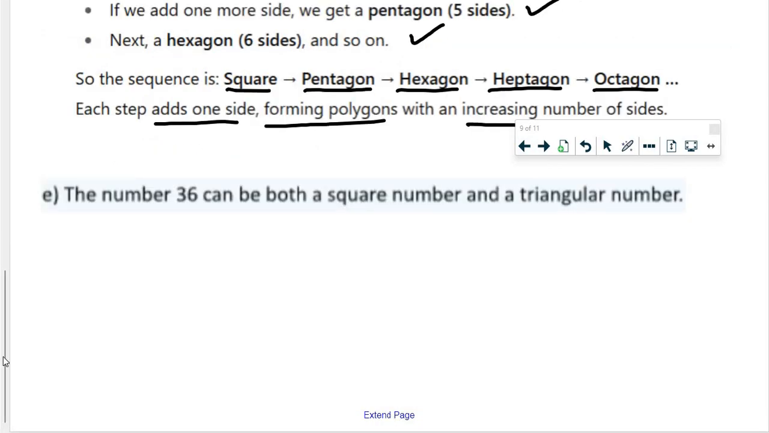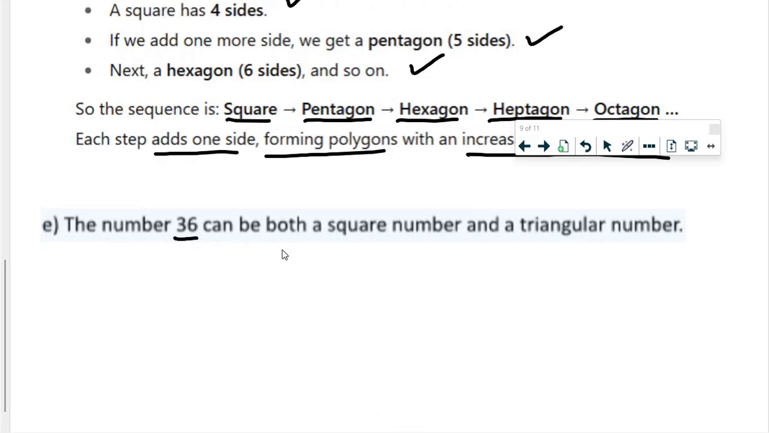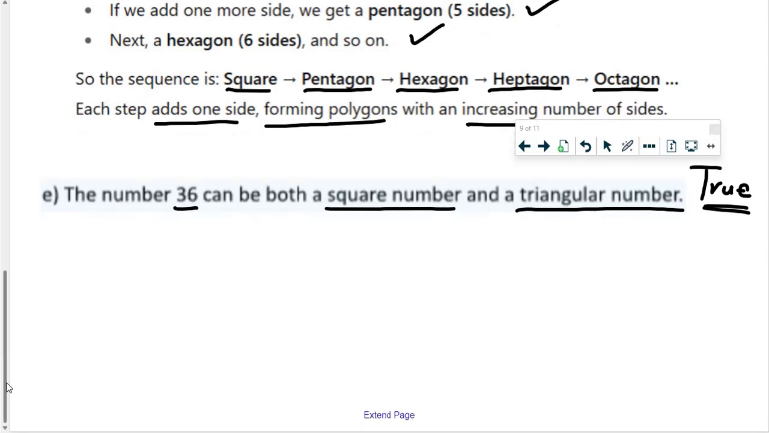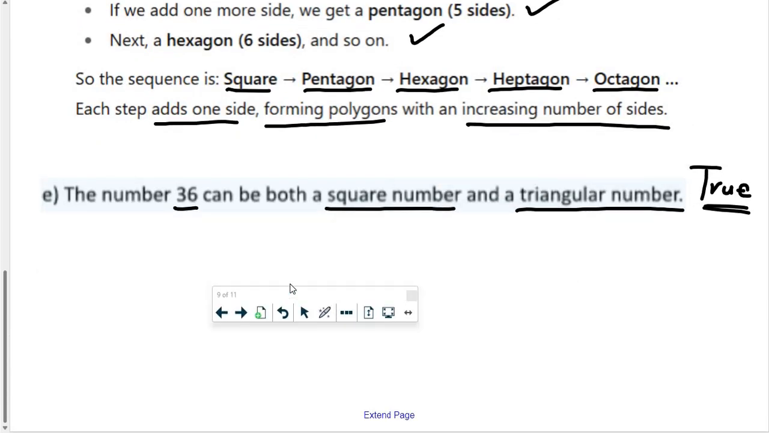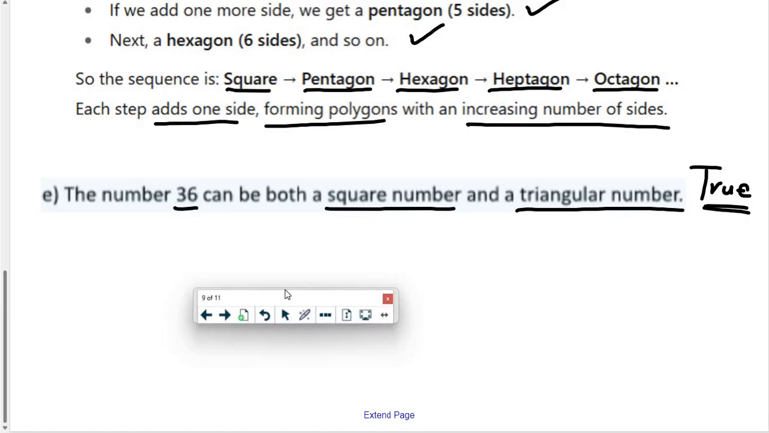The next question. The number 36 can be both a square number and a triangular number. This sentence is true. We have discussed this in the previous video. So if you did not watch video part 1, go back and watch on patterns in mathematics. So the number 36 can be both a square number and a triangular number. So that is true, and we have seen it.